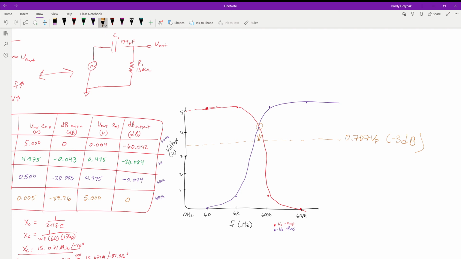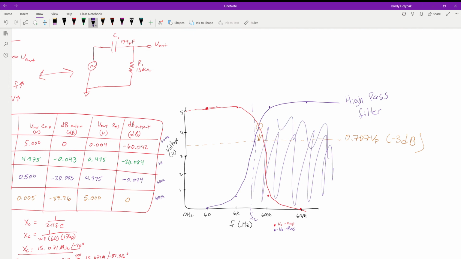So if we want to allow a higher frequency, which type of filter is that going to be? In this case, when we have the output taken across the resistor, this is going to be a high pass filter. Because anything from this point forward, this purple shaded area, those are the frequencies we want to pass. So we're passing high frequencies.